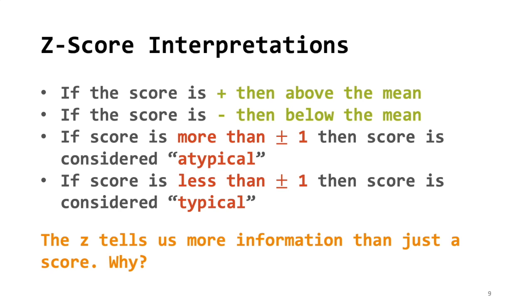So something to consider is the z tells us more information than just the score. So why is that the case? Well, for one thing, it's because it contains information about the mean and the standard deviation all in one number, which is really cool. You can have one number that communicates all that.